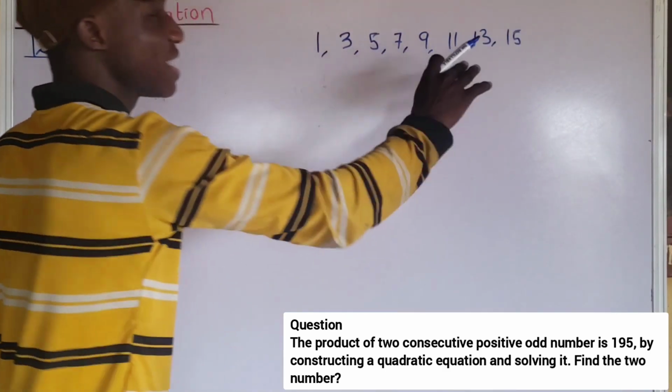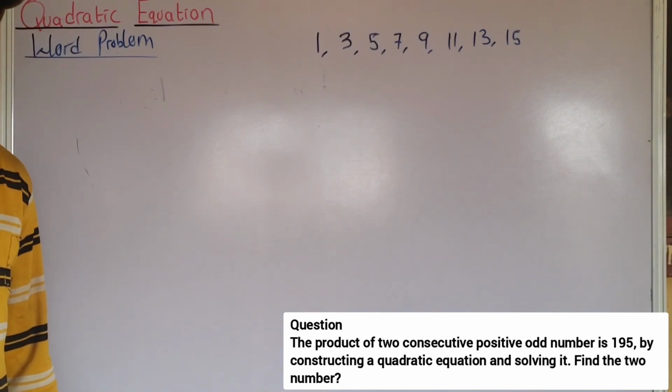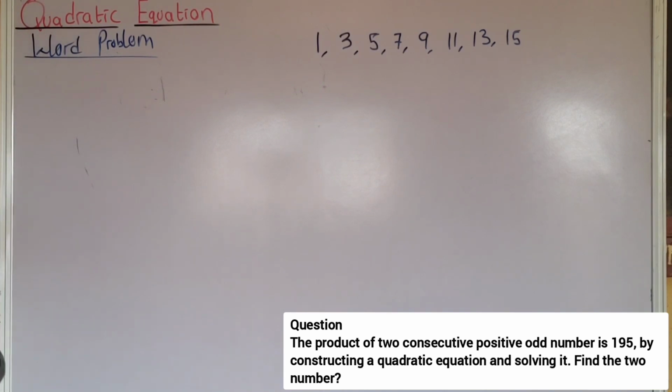So these are odd numbers and they differ by 2. You understand? That is the first thing that I want you to take note of. Okay, so let's go back to the question. The product of two consecutive positive odd numbers means that both odd numbers are positive. You just have to pay attention. The product of two consecutive positive odd numbers is 195.